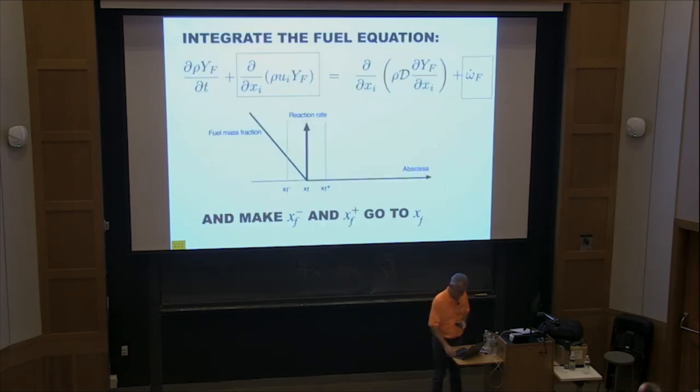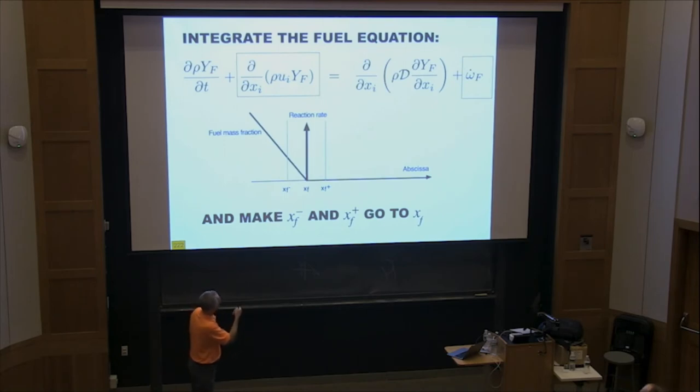Well, you can know that by taking the 1D fuel mass fraction here and integrating that between XF minus and XF plus. Note that the profiles here have a discontinuity. The fuel mass fraction has a point here where the gradients are not conserved, and then we're going to integrate here and put this point to this one and that one to this one. When we do that, these two terms go to zero because they are continuous. And so when you put the integration to zero, they go away.